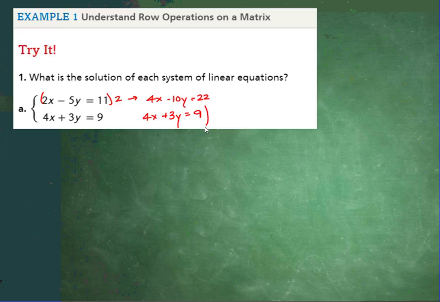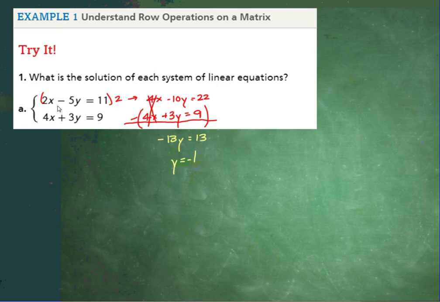And then I come through and I subtract, just like we did in class. Make a match and then subtract. The 4's cancel. Negative 10 minus positive 3 is going to be negative 13y. 22 minus 9 is 13. Divide by 13, y equals negative 1.